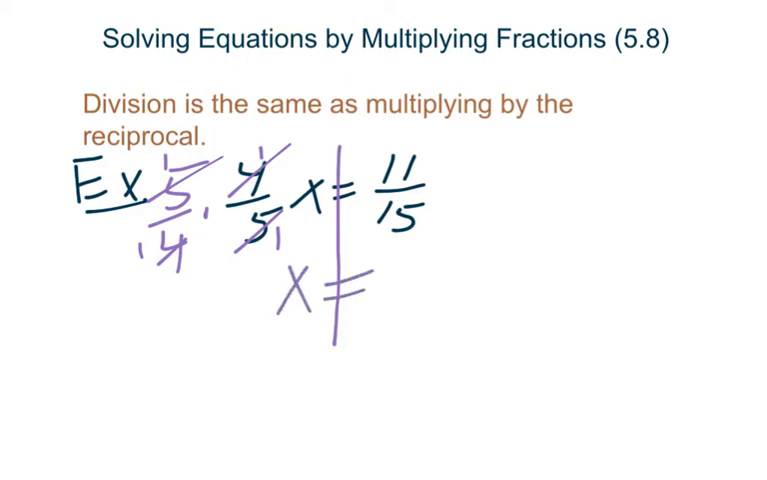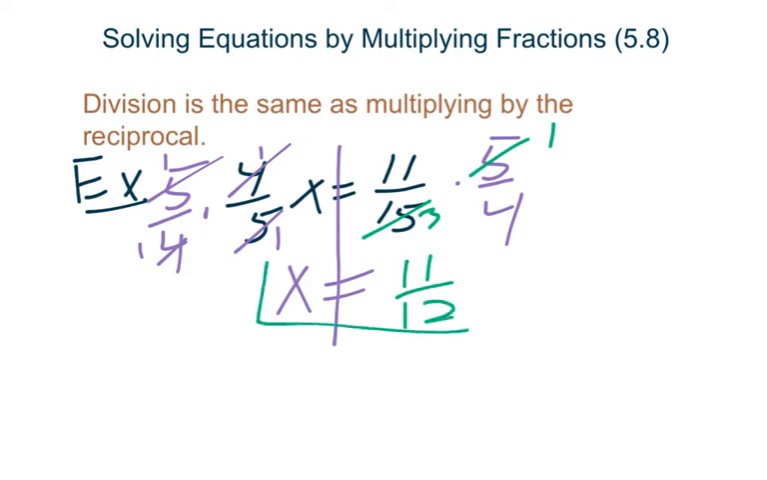So 1x equals, I have to remember to do the same thing to this side, so times 5/4, and top and bottom numbers have a common factor of 5. It'll go once and it'll go 3 times. Multiply across and I get 11/12, which is my solution. So make sure that you look for common factors on the top and bottom before you multiply.